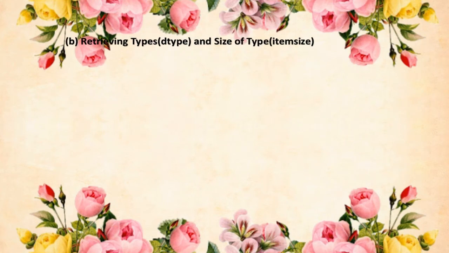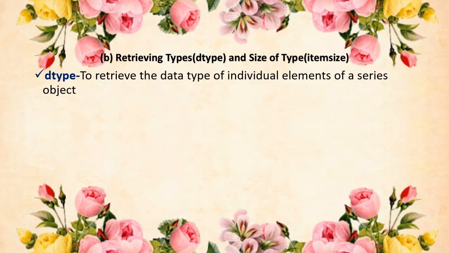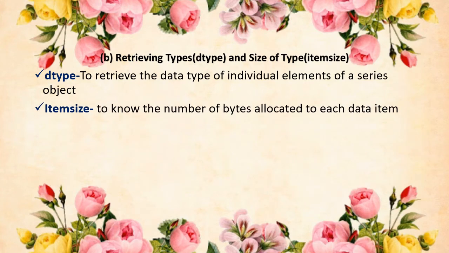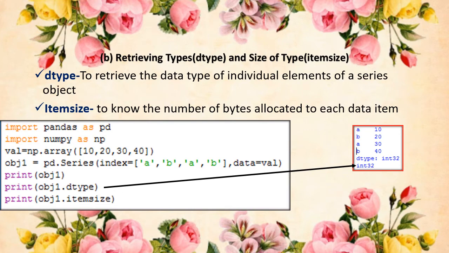And next, the dtype and itemsize attributes. dtype returns the data type of the elements, and itemsize is how many bytes are allocated for each item. Taking the previous object, see here the object is displayed, and dtype shows the type allocated in the values, so the data type displayed is int32. Itemsize: int32 occupies 4 bytes for each element.